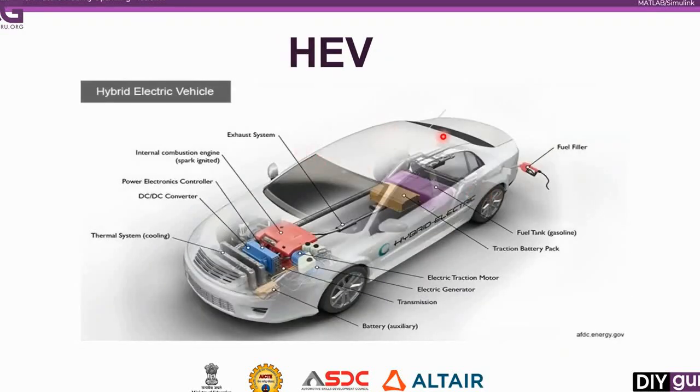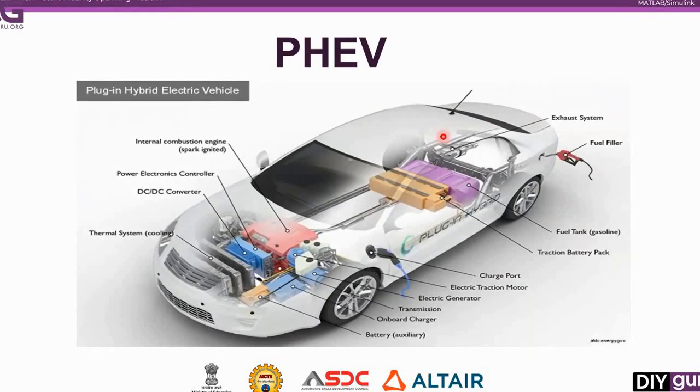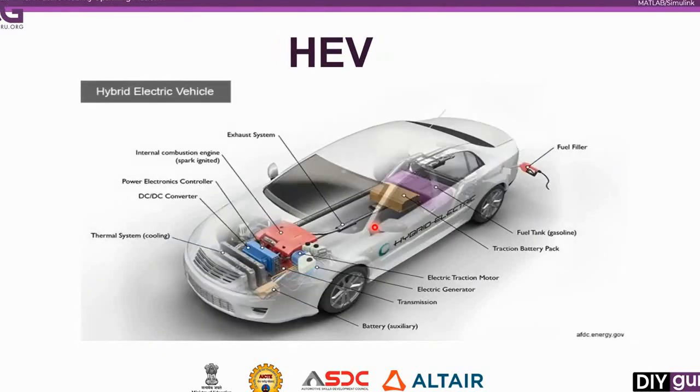Then the next class is the HEV, and all of these are called hybrid electric vehicles. Again, the difference between a PHEV and an HEV is that in a PHEV, you can connect an external charger to the vehicle, while in an HEV, you cannot. So there is no provision to connect a charging port to the vehicle.